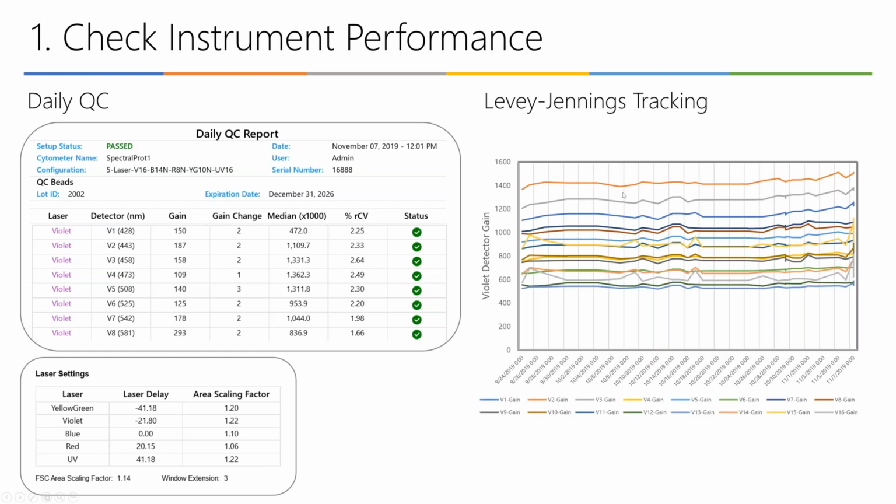In terms of the Levey-Jennings tracking, you want to make sure that there are no huge variations or increases in detector gains over time. So you want to pay attention to gains across time and also the CVs. The populations should be really tight. These are beads, very homogeneous and very well characterized in terms of the emission profile and the intensity of the signal.